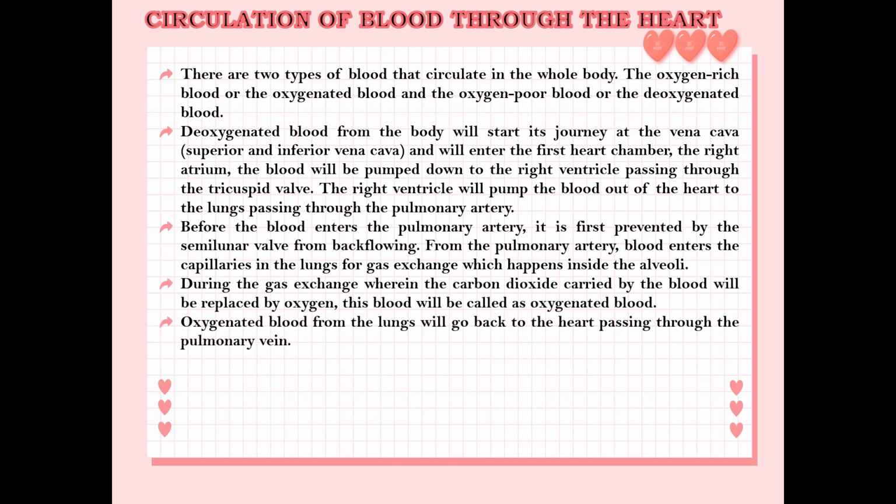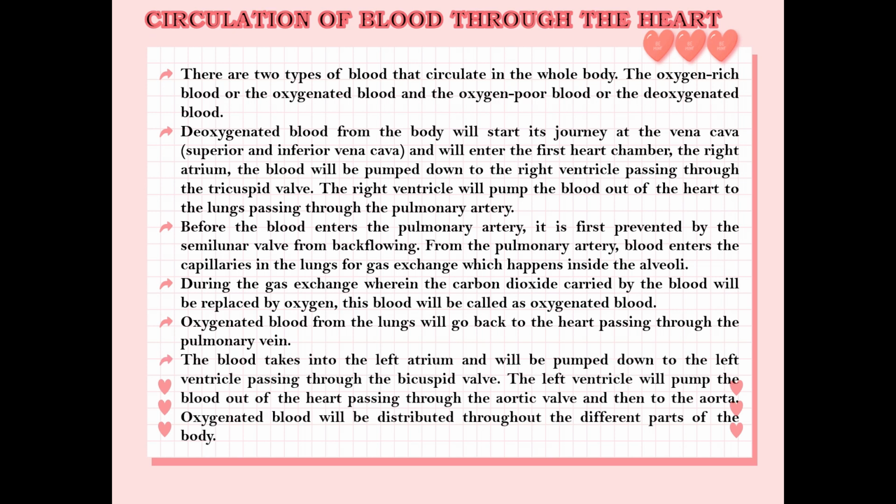During the gas exchange, wherein the carbon dioxide carried by the blood will be replaced by oxygen, this blood will be called oxygenated blood. Oxygenated blood from the lungs will go back to the heart, passing through the pulmonary vein. The blood takes into the left atrium and will be pumped down to the left ventricle, passing through the bicuspid valve. The left ventricle will pump the blood out of the heart, passing through the aortic valve, and then to the aorta. Oxygenated blood will be distributed throughout the different parts of the body.